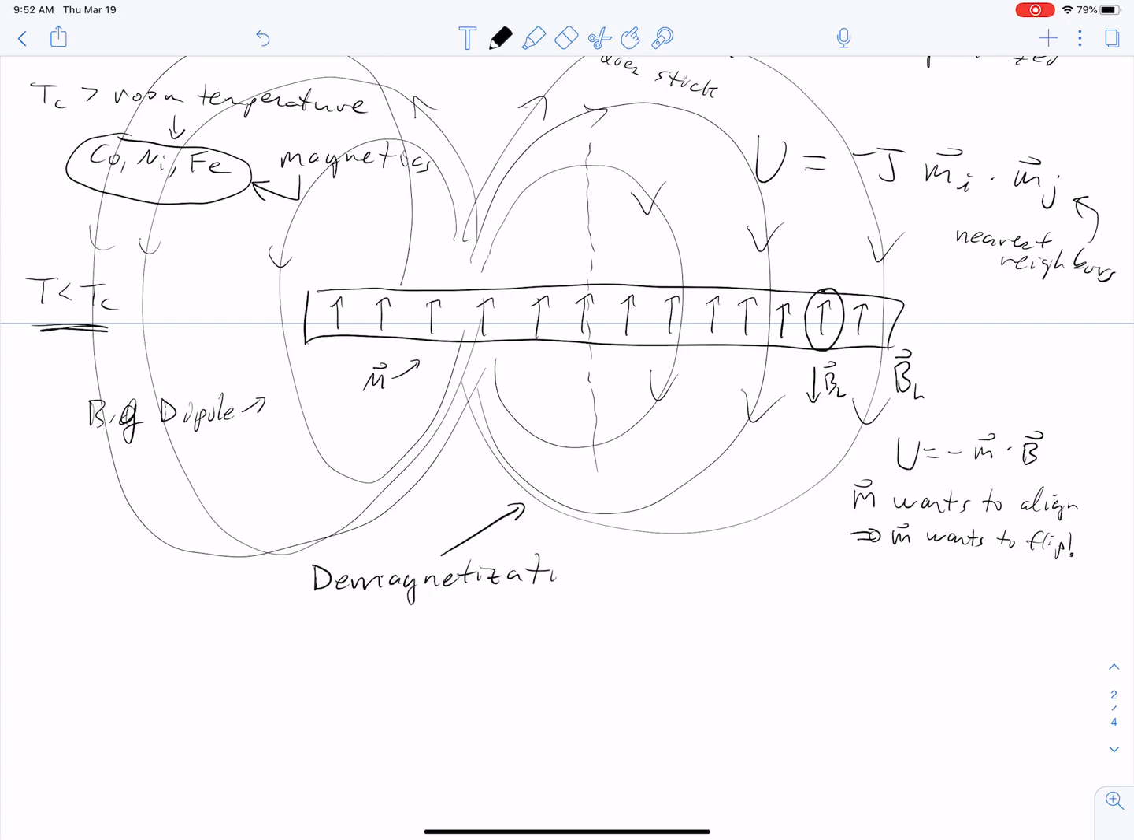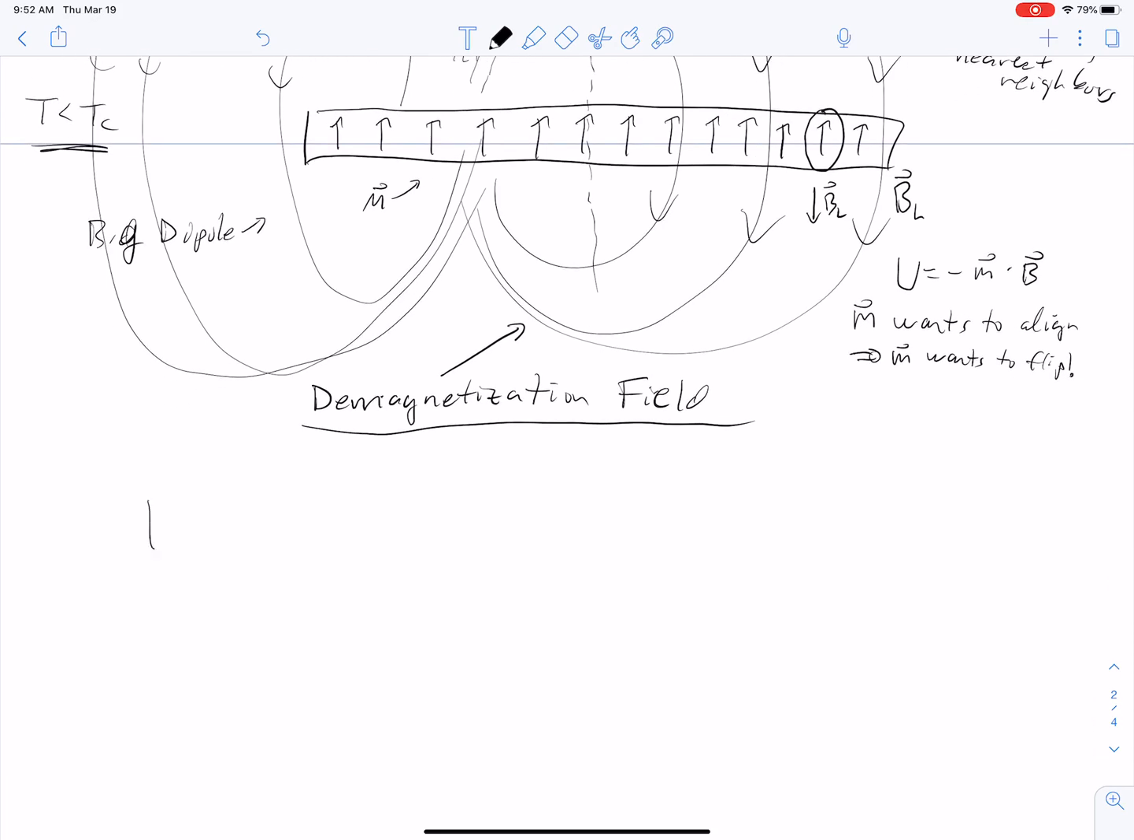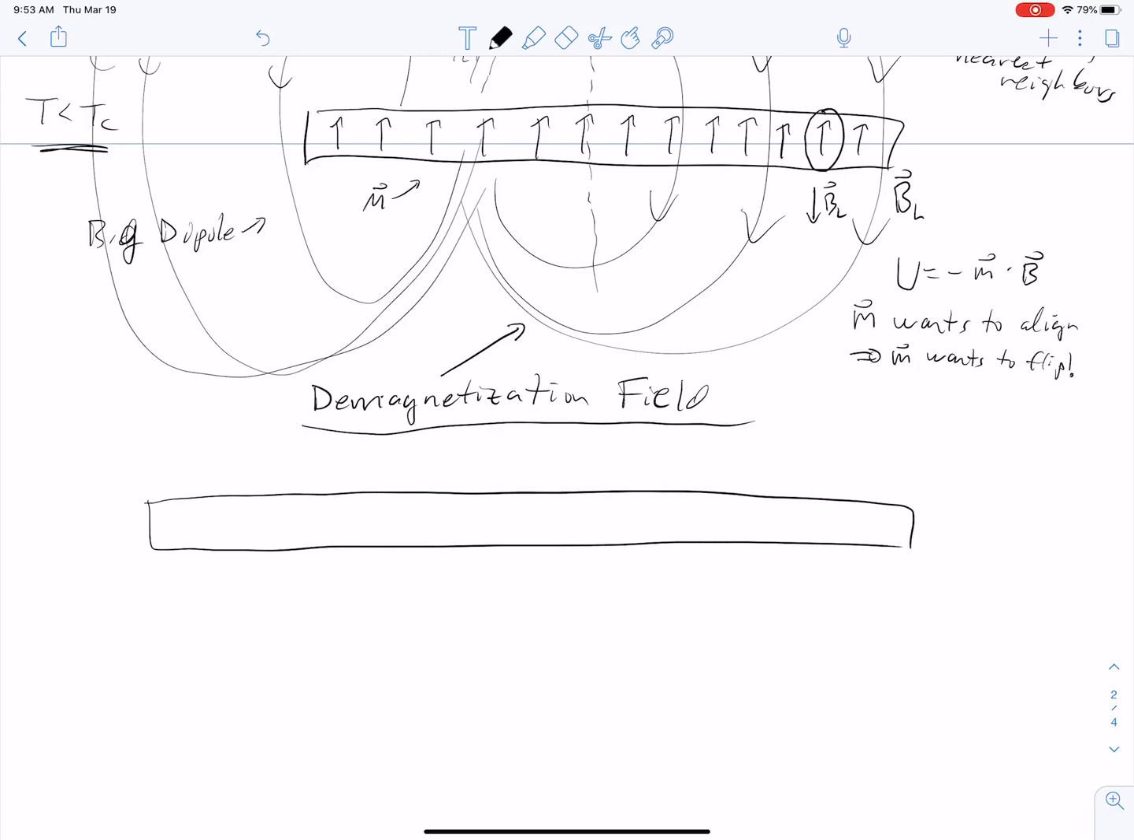Demagnetization field. It's something that you wouldn't have thought of on your own if you were just thinking, but once someone shows it to you, it's pretty obvious. It's like, oh my God, the thing wants to demagnetize itself. And so what the magnet really wants to do is this. The magnet doesn't want to stay all magnetized.